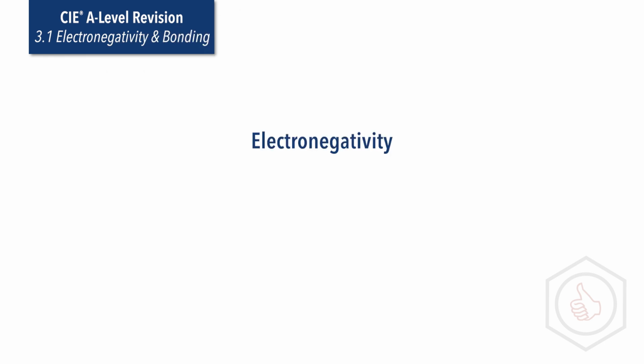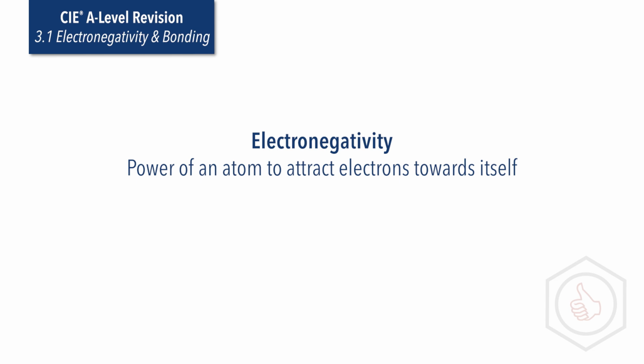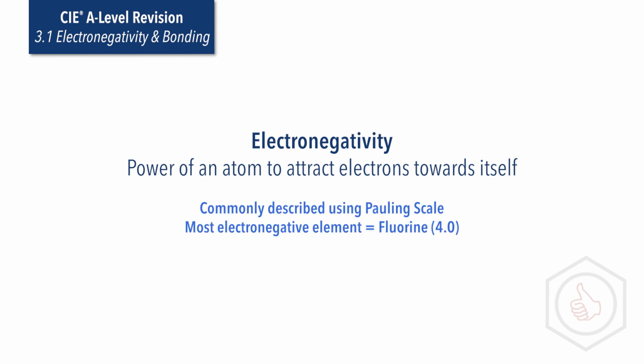Electronegativity is the power of an atom to attract electrons to itself. It's a relative value and doesn't have any units. The most commonly used scale to compare relative values is the Pauling scale, where fluorine is the most electronegative with a value of 4.0 and the group 1 metals are the least, with values ranging from 0.7 to 1.0. Electronegativity is really useful and can help predict whether a bond is likely to be ionic, polar covalent, or nonpolar covalent.